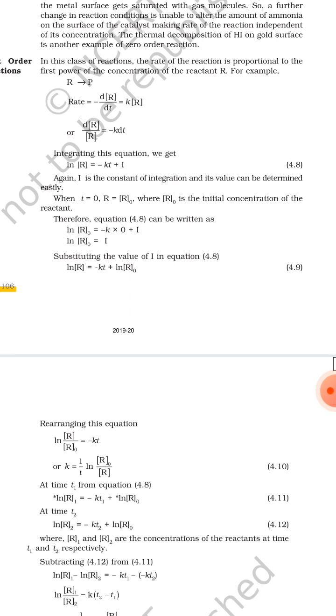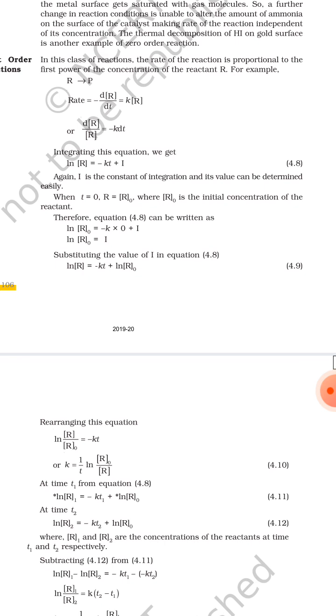For example, R gives P product. The rate is minus d[R] upon dt is equal to k[R]. So the rate is what? The rate of decrease in concentration of the reactant with respect to time is equal to k multiplied by the concentration of R. Now the R in the bracket signifies the concentration of a reactant.